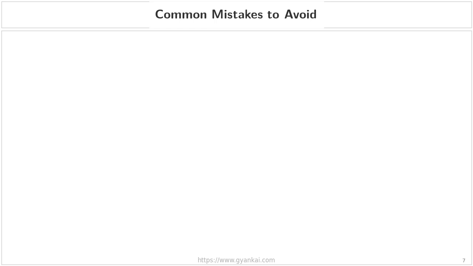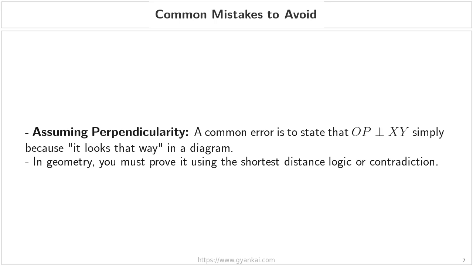Common mistakes to avoid. First, be very careful about assuming perpendicularity. A very common error students make is stating that OP is perpendicular to XY simply because it looks that way in a diagram. In a formal mathematics exam, "it looks right" is not a valid reason. As we demonstrated in the step-by-step proof on the previous slides, you must justify your conclusion using the shortest distance logic or the method of contradiction that we just walked through.